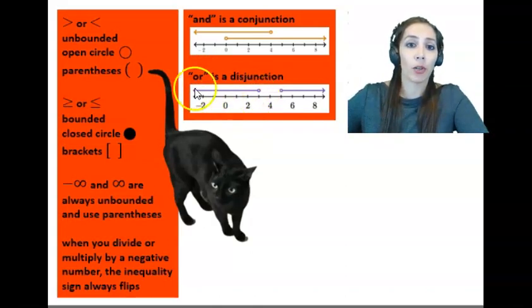You will see that one is going one way, one is going the other way in this example. It is only false if both of them are not true. So if your solution is over here, it's true. If your solution is over here, it's true. It's only false if it was in the middle part right here.